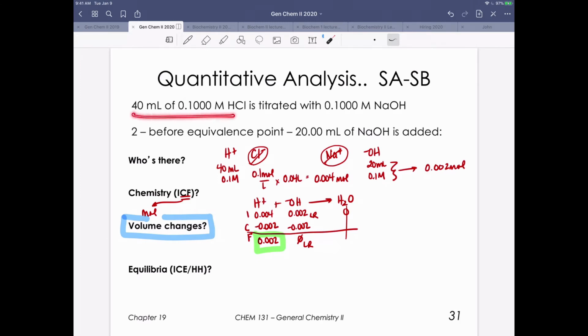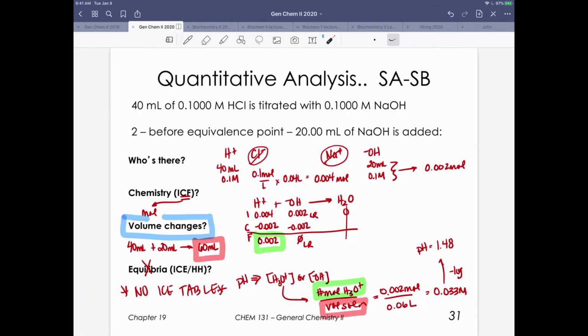We had 40 milliliters in our beaker, and we've added 20 milliliters. So I'm going to give you guys a chance to pause the video and see if you could work out the rest of the solution. We need to figure out what's the concentration of H+, because if we know the concentration of H+, we can figure out pH. So see if you can figure that out, and then start the video again to see if your answer is correct.